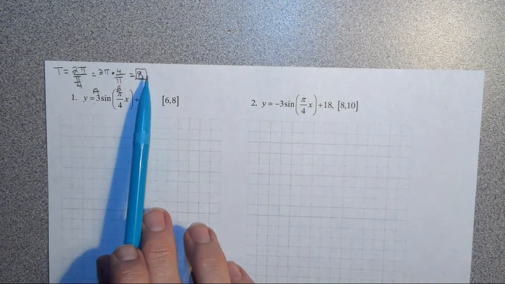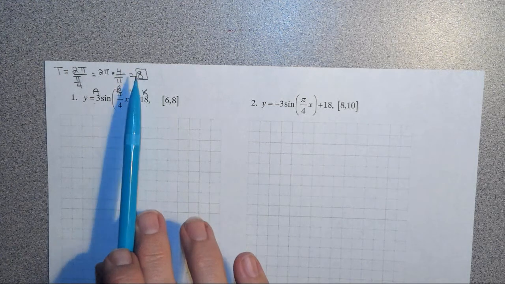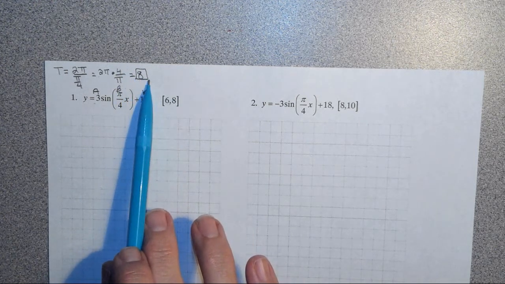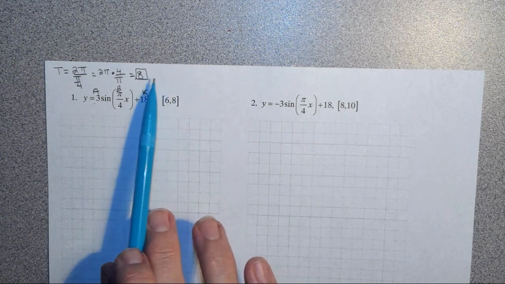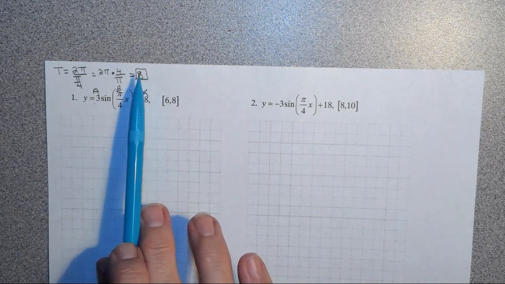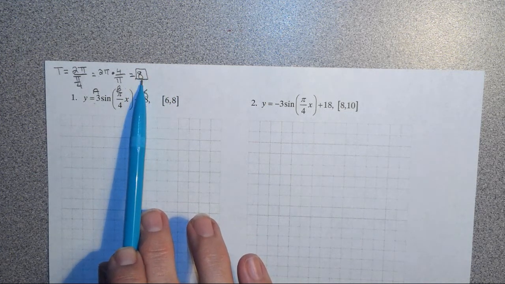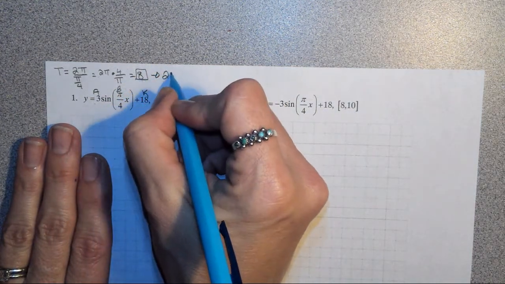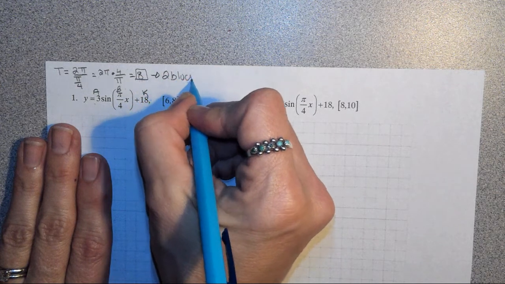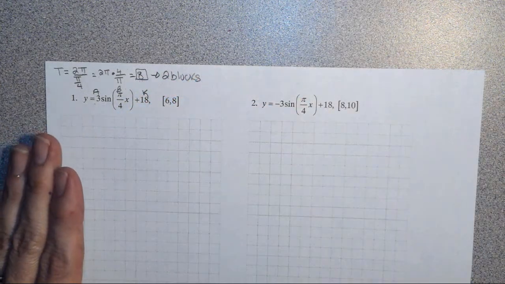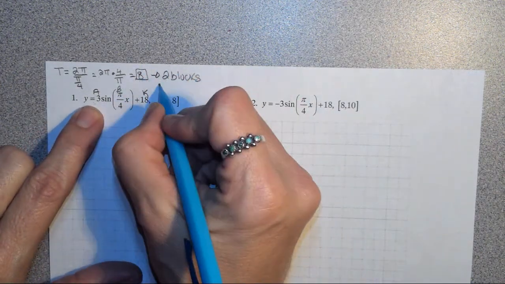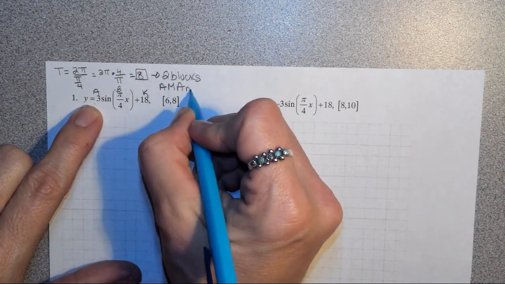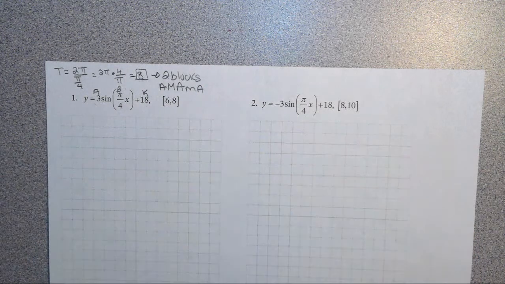So I know my amplitude is 3, my axis of wave is 18, and my period is 8. Knowing your period will help you decide how many blocks to move. In order to figure out how many blocks to move, you're going to half this twice. So half of 8 is 4, and half of 4 is 2. So every 2 blocks, I'm going to move in my pattern. Remember what my pattern is for sine. Axis, maximum, axis, minimum, axis.